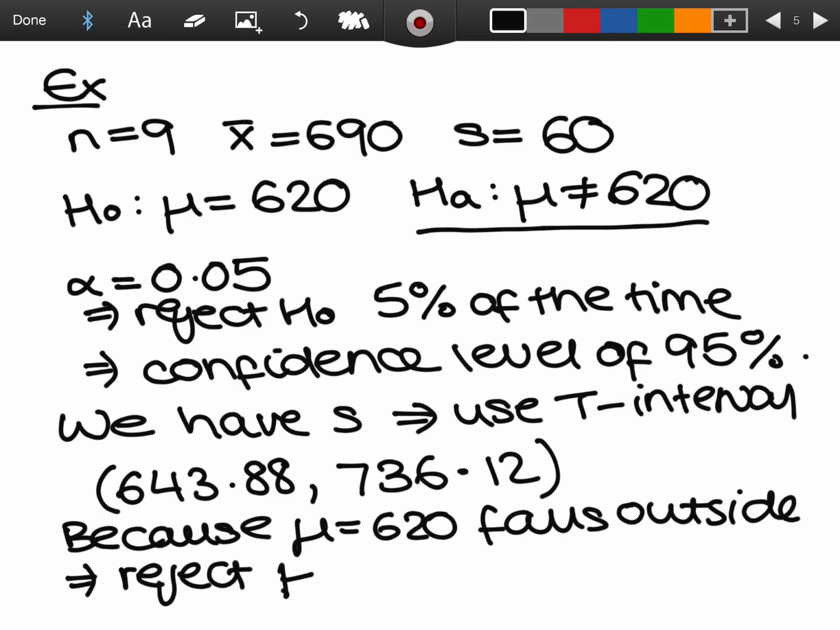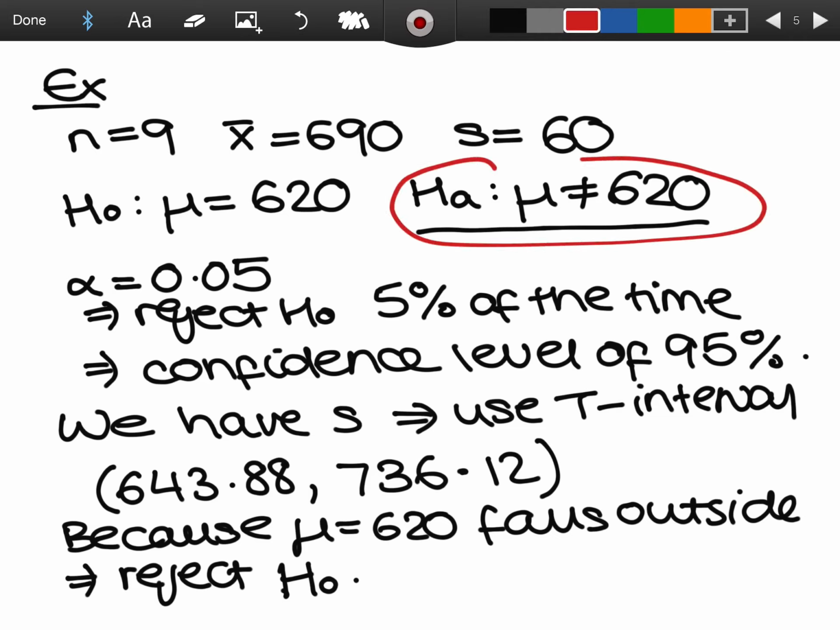we reject the null hypothesis. So we reject H0, okay? And we reject it in favor of the alternative. So this tells us that our population mean is in fact different to 620, okay? Because our population mean and our sample mean were just too different from one another. There was too much of a difference between 690 and 620 in order for us to really consider 620 horsepower to be the mean, okay?